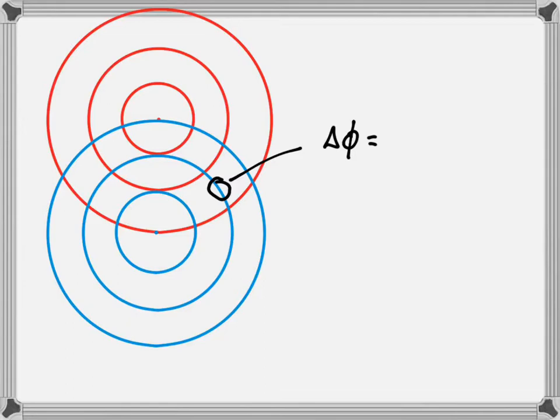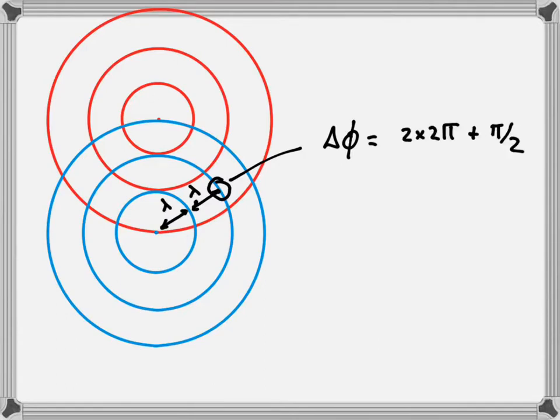Now, what about this other point here? Notice that at the point that we're looking at right now, we're at the peak or the crest of the blue wave, and we're sitting at the trough of the red wave. So what is the difference in phase at that location? Following what we've done before, we just need to count how far we are from the center.